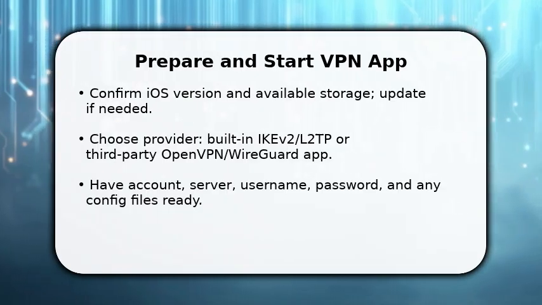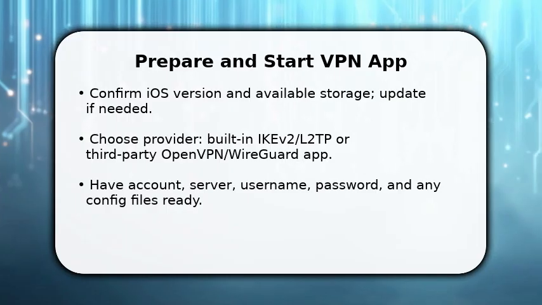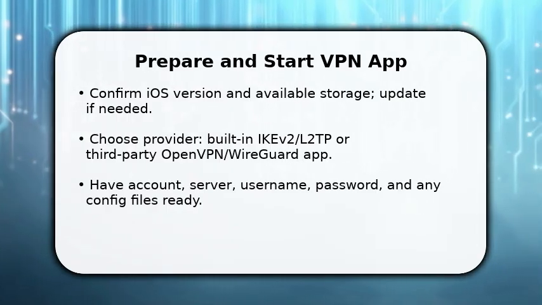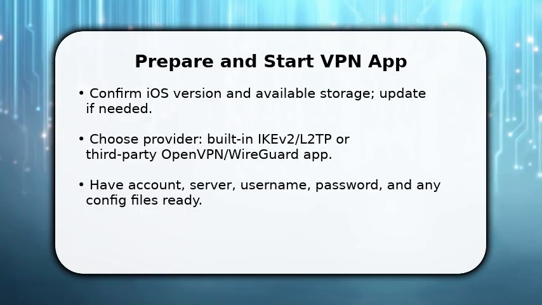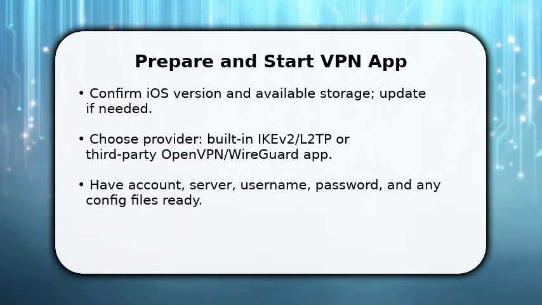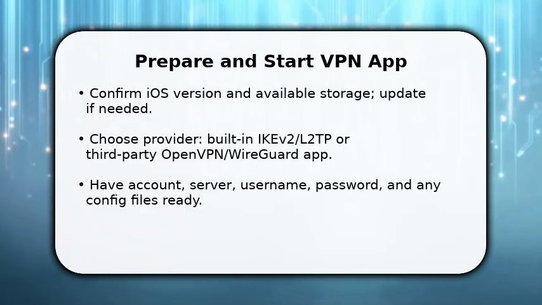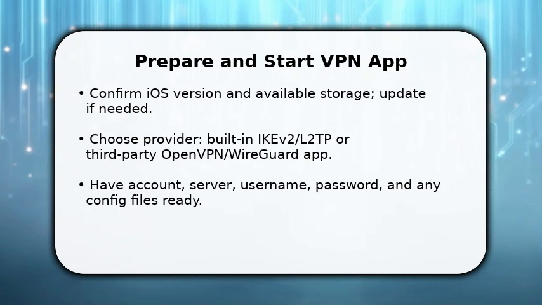If using Settings VPN, tap Add VPN configuration and pick the protocol. If using an app, tap Import or Sign in. Once done, you'll be ready to enter server details and certificates to establish the connection.